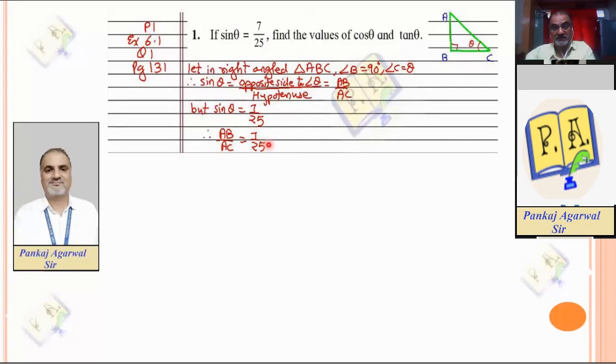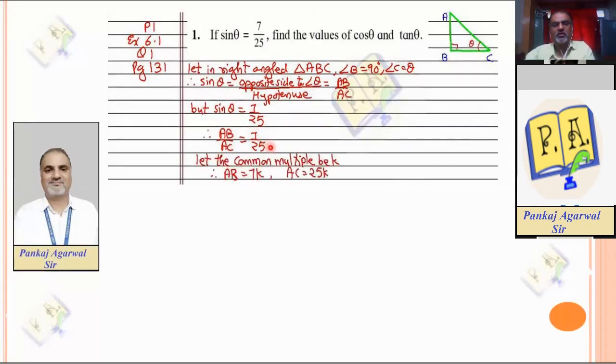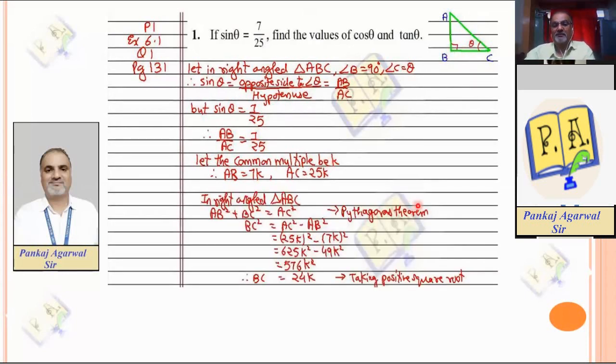We have studied last year in the ratio and proportion chapter. So what we'll do is we'll split them. Let the common multiple be K. Therefore, AB is 7K and AC is 25K. Now, what kind of triangle is this? It's a right angled triangle. So which is the best formula I can apply in a right angle triangle? Pythagoras theorem.